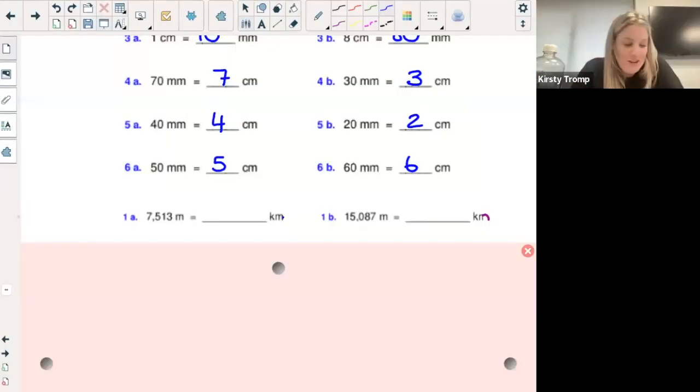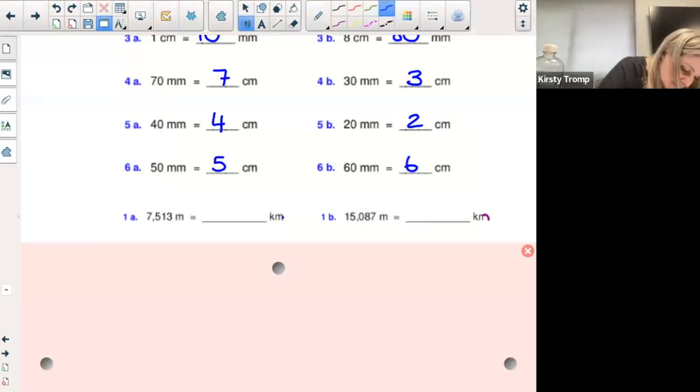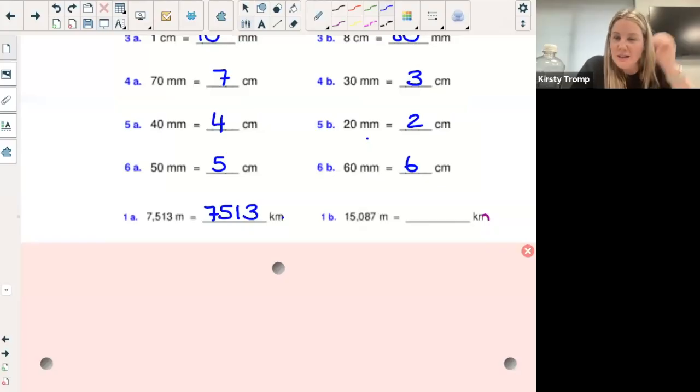Well done. Let's share my screen. Okay, so your answer was 7,513 kilometers. Well done. So what did you do? You times by 1,000. Well done. Nice. And all right. So thank you, Jaden, for helping me out with that one. I'm going to get someone to help me with the next hard one. Thanks, Jaden.